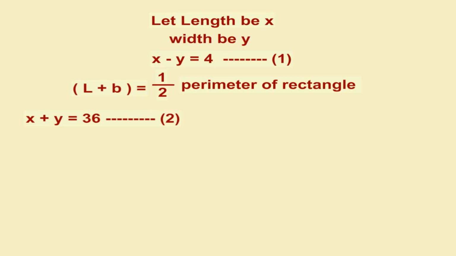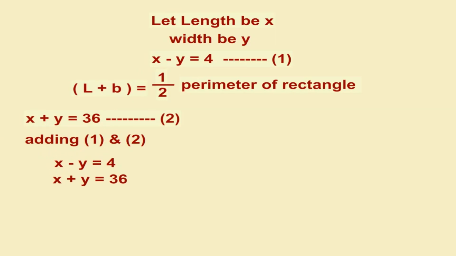In the first equation the coefficient of y is 1, and in the second equation the coefficient of y is 1. Therefore, adding the first and second equations. The first equation is x minus y is equal to 4. The second equation is x plus y is equal to 36. Minus y plus y cancels. x plus x is 2x, equal to 4 plus 36, which is 40.